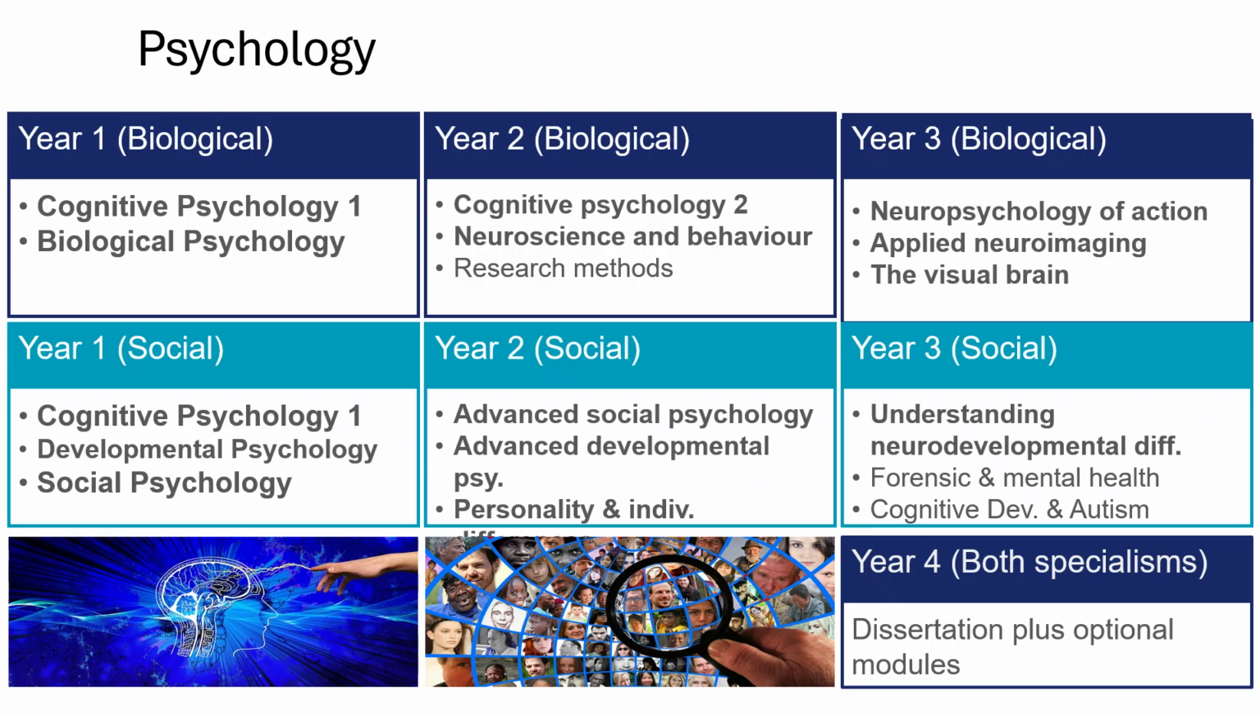In the third year, you will have a core module on understanding neurodevelopmental differences, which explores how psychologists study and understand cognitive differences and neurodiversity during development. You will also have a variety of optional modules to choose from, such as forensic and mental health, and cognitive development and autism.